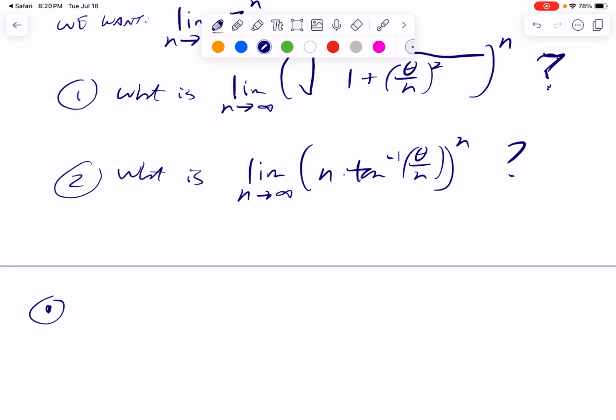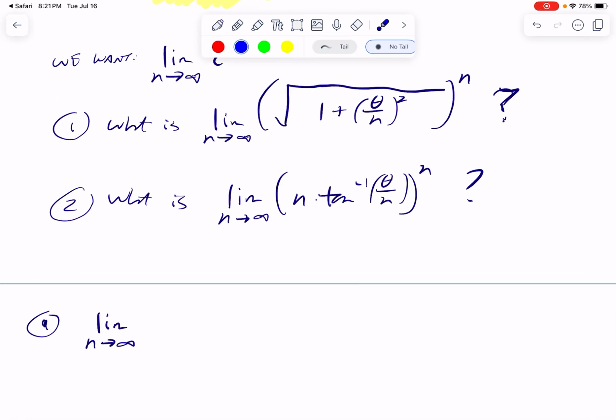So here's what I'm going to do. We're trying to find the limit as n goes to infinity of this expression here, and I'm just going to go ahead and write that as 1 plus theta squared over n squared, all to the n over 2. That's a way of just rewriting what's inside, since I have the half power from the square root. Let's call that L.